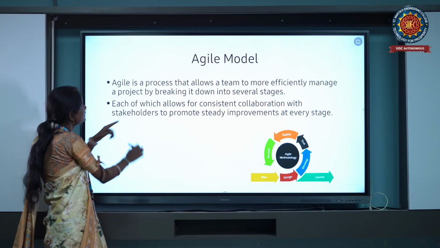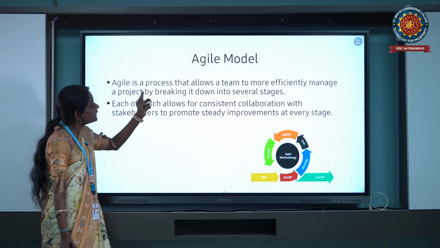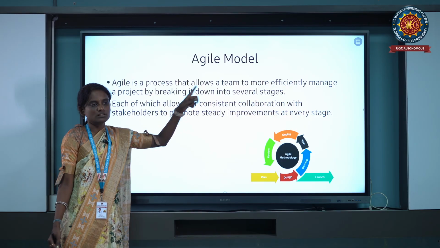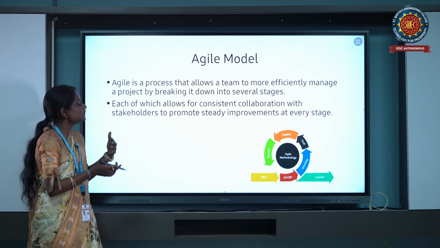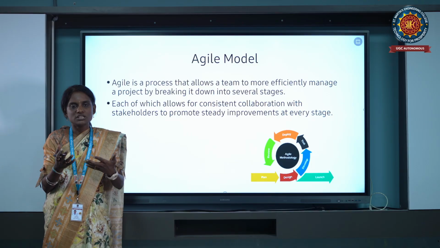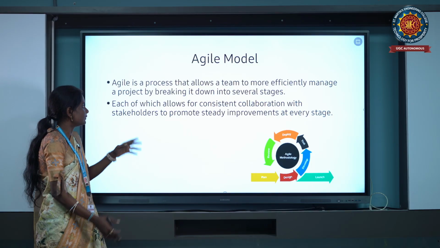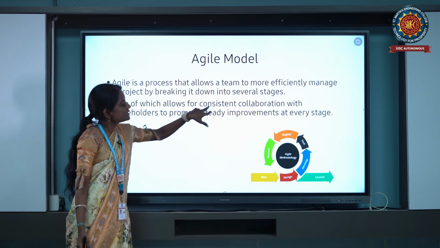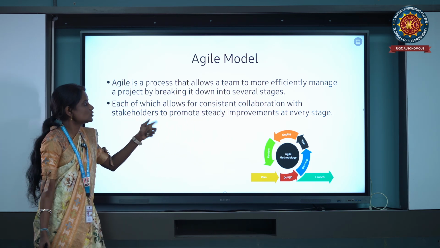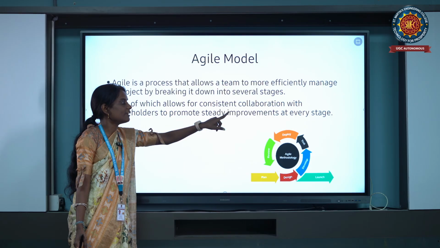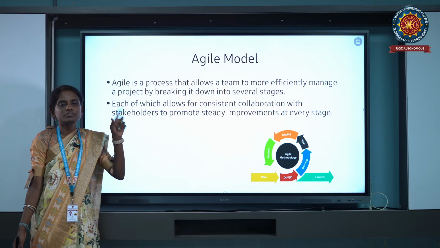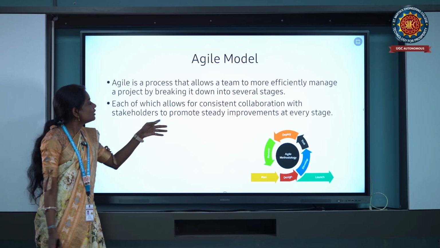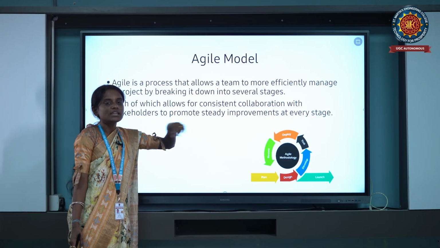Next is the agile model. The agile model is a process of delivering the product within the shortest period of time, but the product may be more efficient and more accurate. It allows consistent collaboration with the stakeholders to promote steady improvements at every stage. It involves the improvement of the product at every stage.